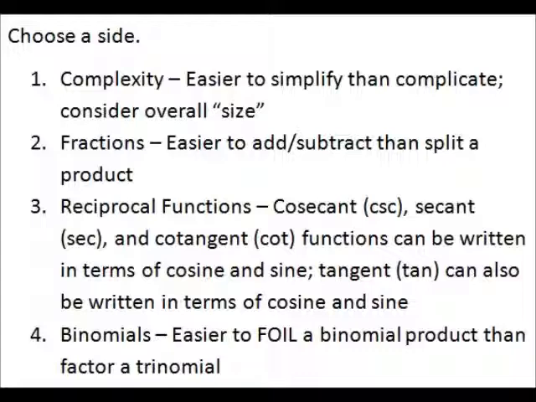Third, reciprocal functions. I sometimes call these secondary functions. They are the cotangent, cosecant, and secant functions. All of these can be rewritten in terms of cosine and sine, so the side containing these functions will be easier to simplify than the other. The tangent function can also be written in terms of sine and cosine, so look for that too. And last, binomials. Remember that binomials can be FOILed. It is easier to FOIL a product than to factor a trinomial.